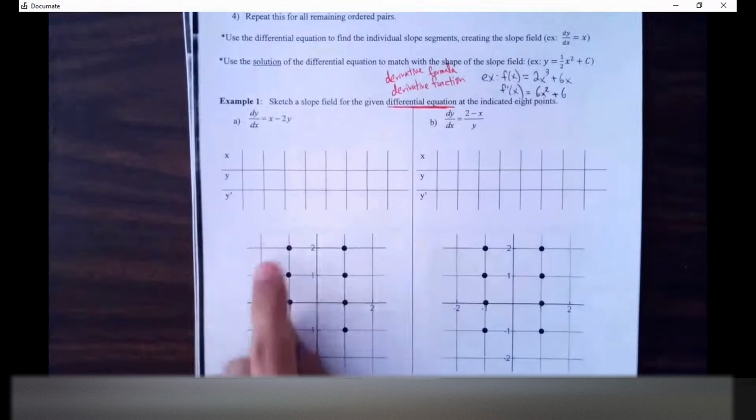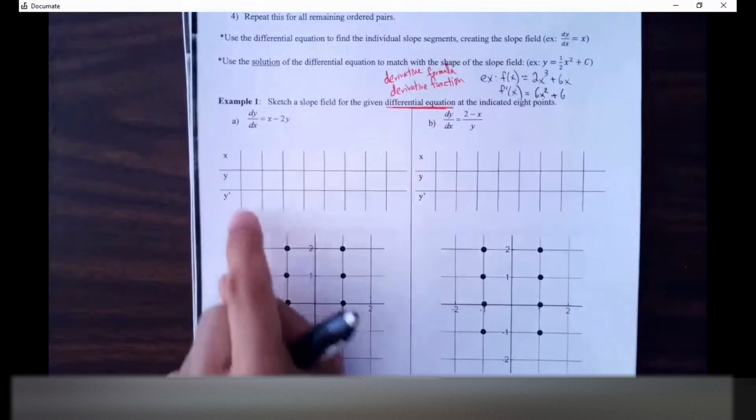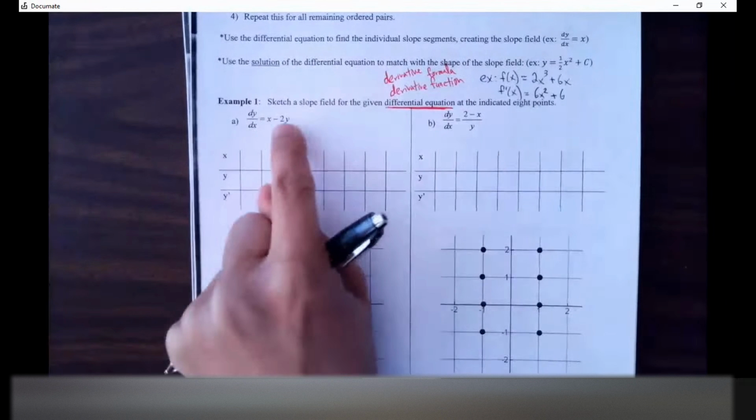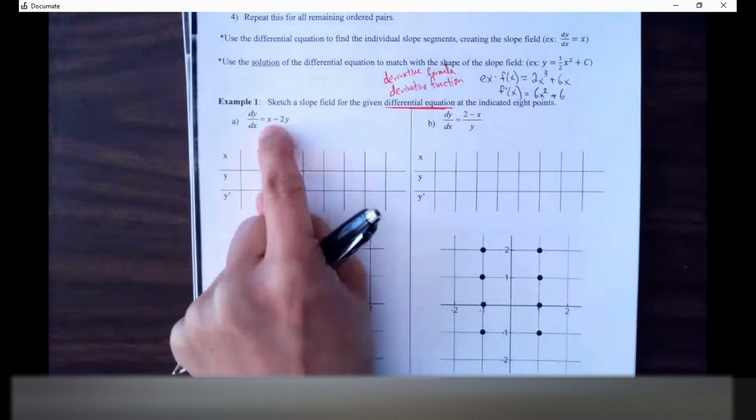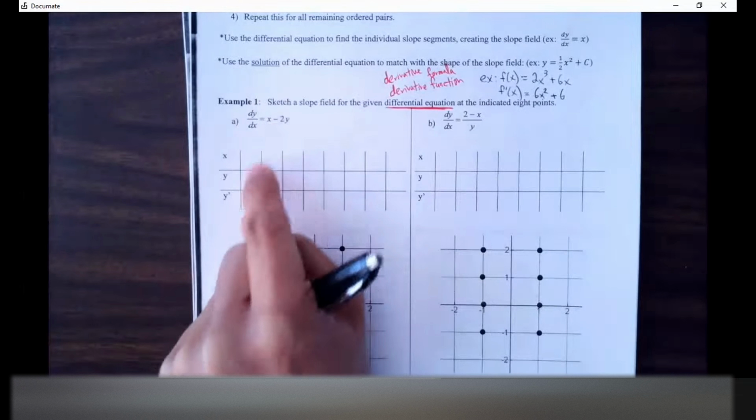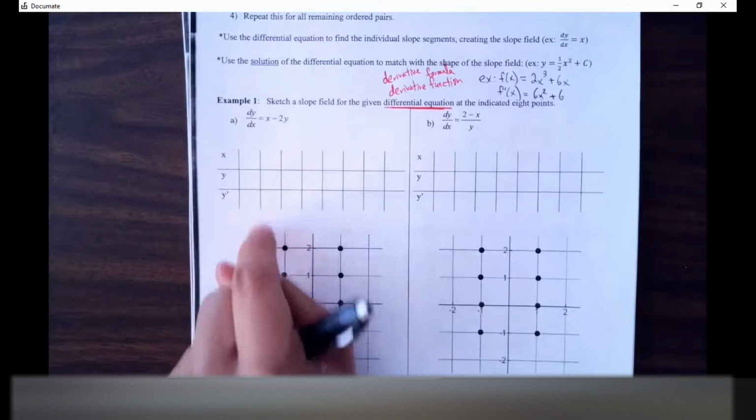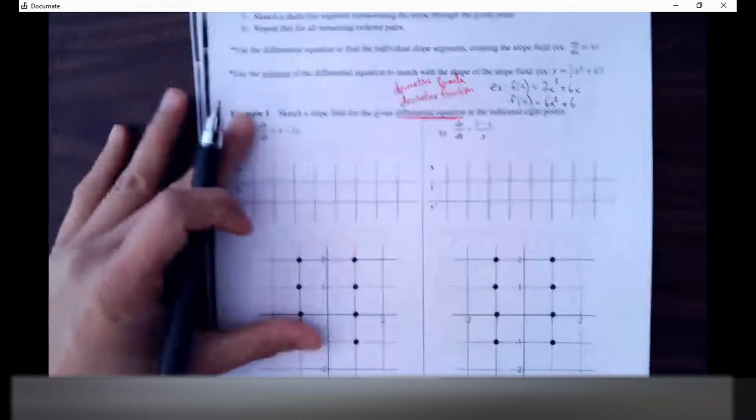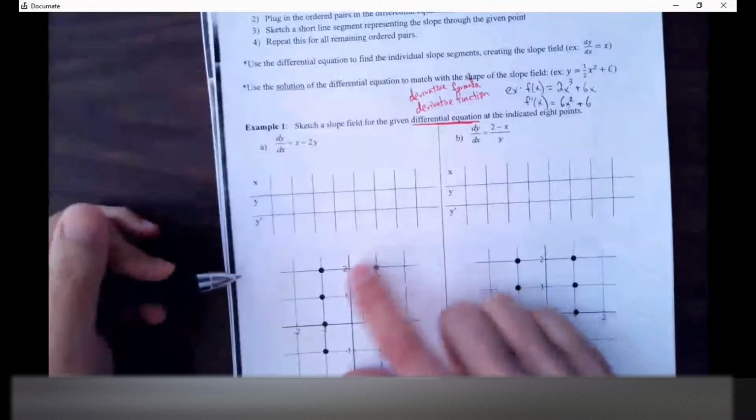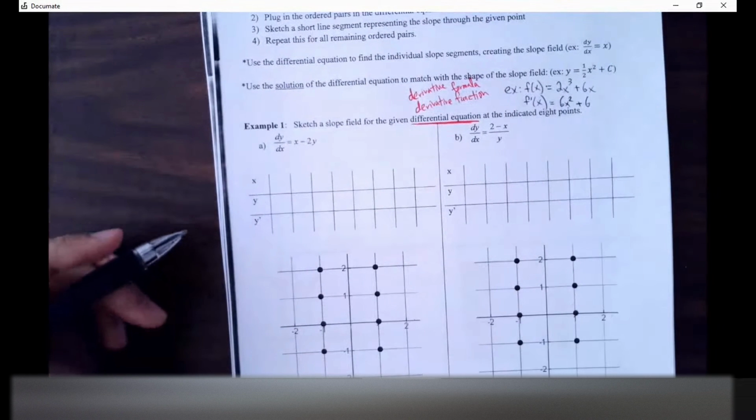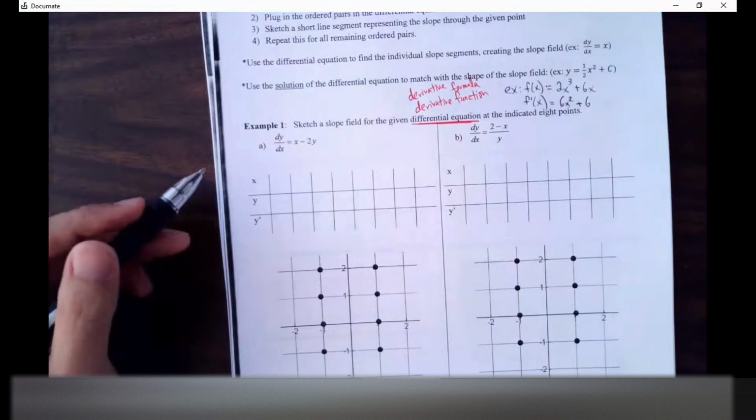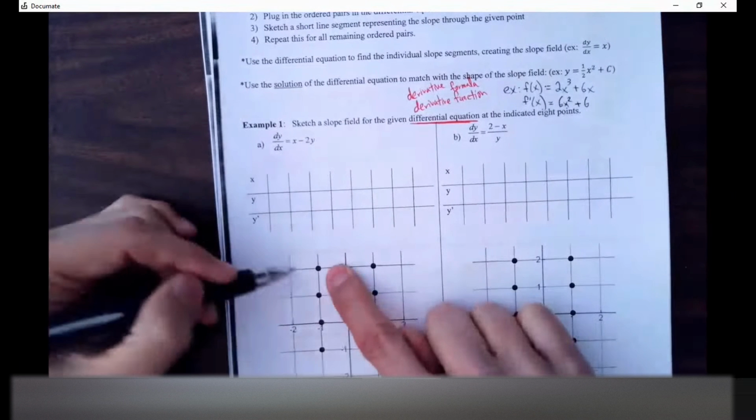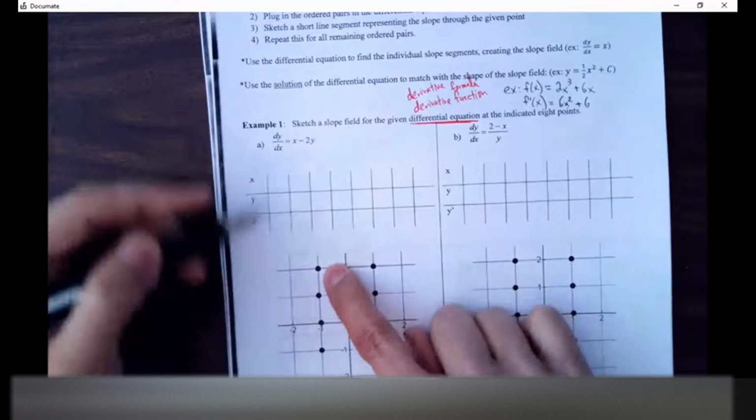We're going to identify the ordered pairs that are highlighted here. We're going to plug our ordered pair into the function, into the derivative. In return, we'll get a number, and that number will represent the steepness through that point. So let's list out the ordered pairs that we see in front of us. I'm going to start here. This ordered pair is at (-1, 2).